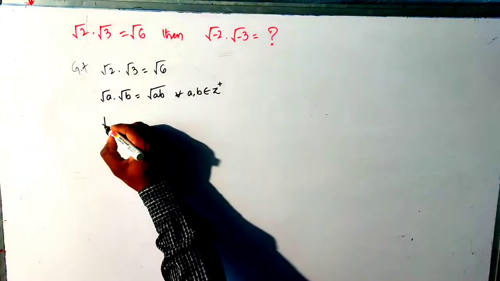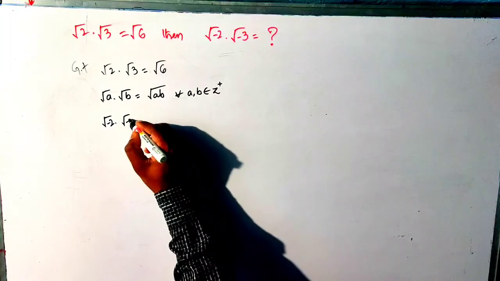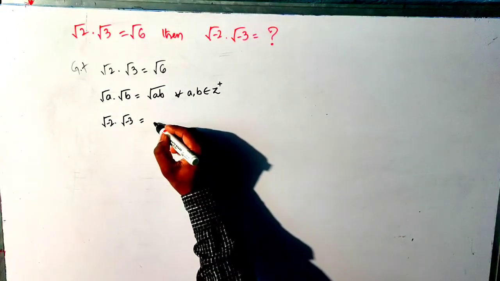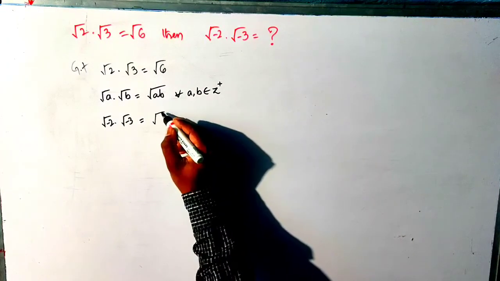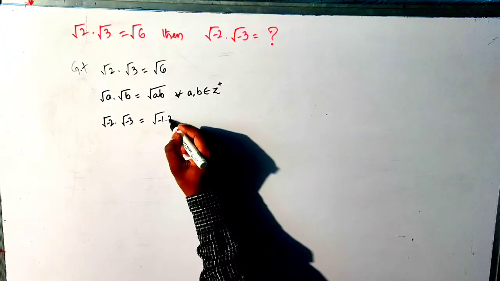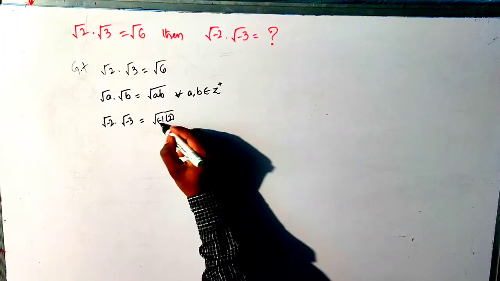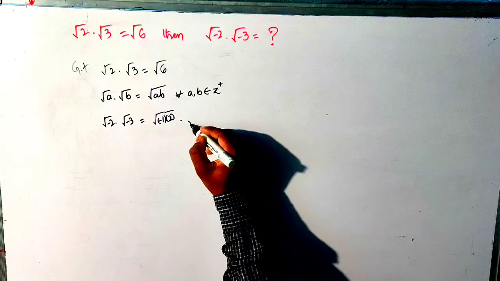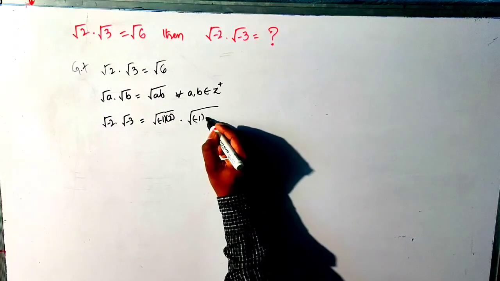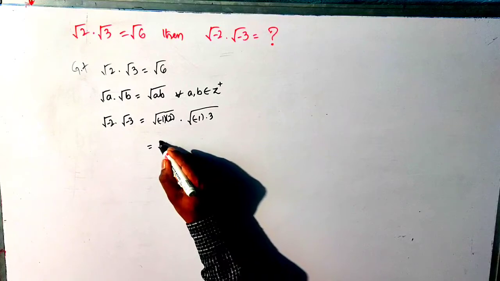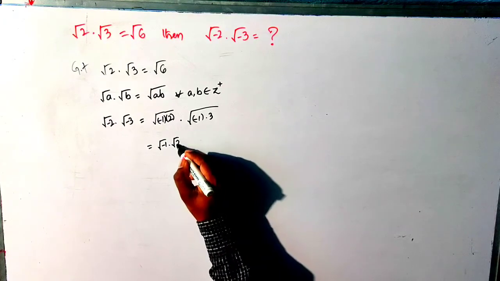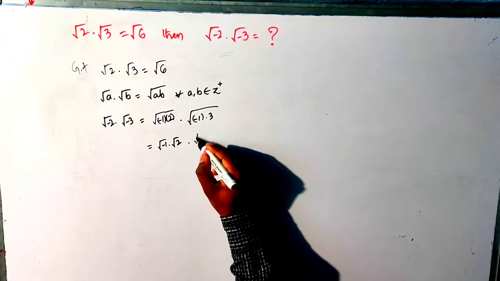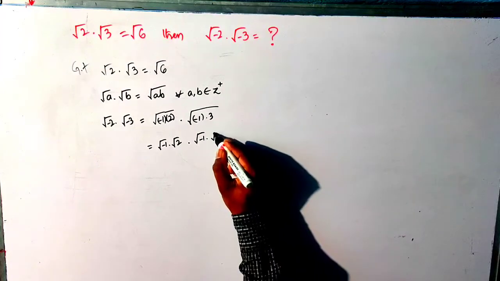Now here, square root of minus 2 and square root of minus 3 is there. So how to find this? Square root of minus 2 can be written as square root of minus 1 into 2, and into square root of minus 1 into 3. So square root of minus 1 into square root of 2, and square root of minus 1 into square root of 3.